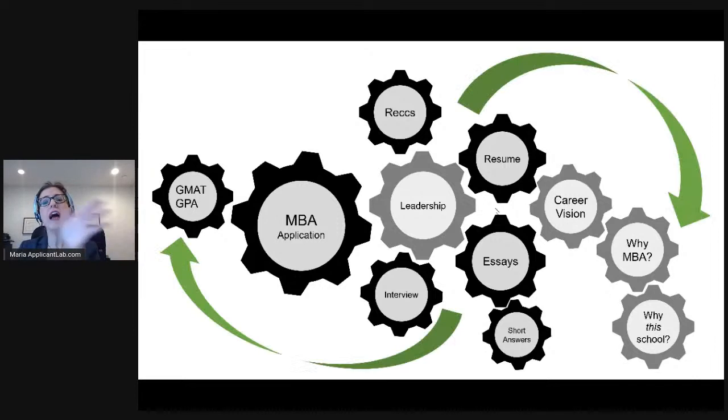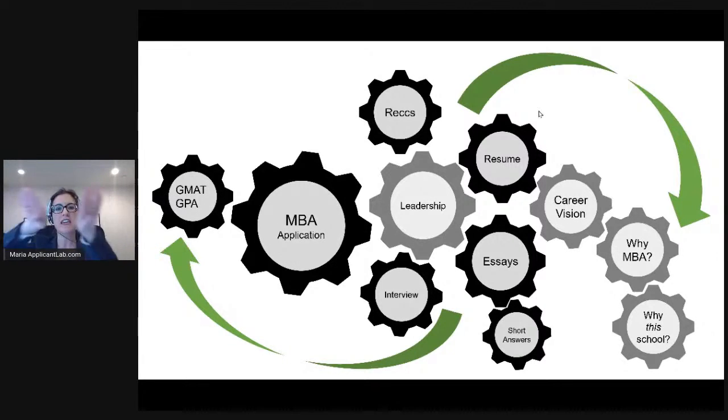In fact, they all have to be moving in the same direction for your application to be a well-oiled machine, right? So for example, let's say that your career vision is, I want to start working in marketing, but the other elements of your application, like your resume, only focus not on your creativity or your ability to understand customers, but only on, say, your quantitative skills. Then the career vision is one that involves a lot of creativity and compassion and empathy with customers, but the resume is focusing on skills that are nice but not relevant.